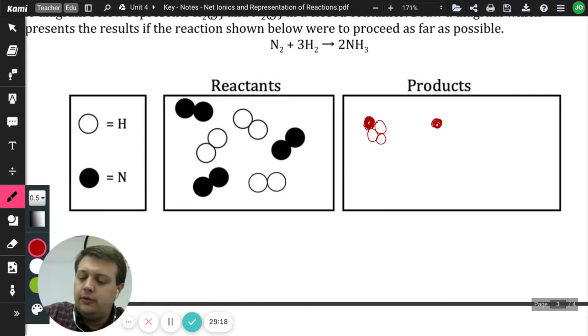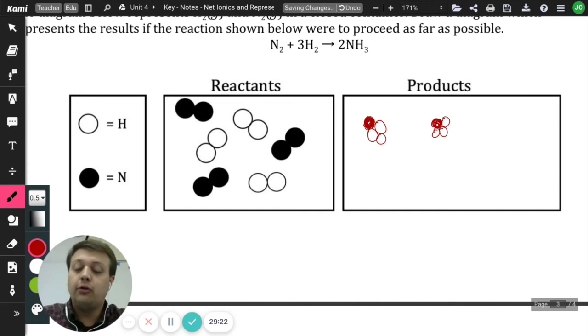1, 2, 3, and a nitrogen. So now I've got that. But let's go back and check what our reactants were. On the reactant side, I've got 1, 2, 3, 4, 5, 6 hydrogens. On the right side, I have 1, 2, 3, 4, 5, 6 hydrogens. So my hydrogens are good.